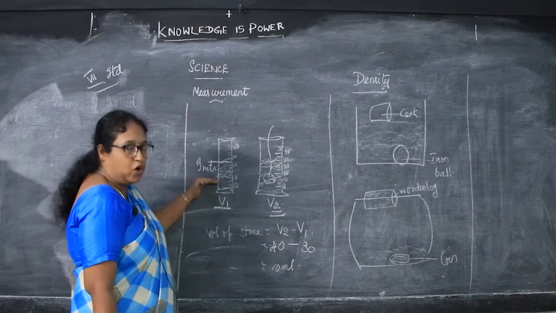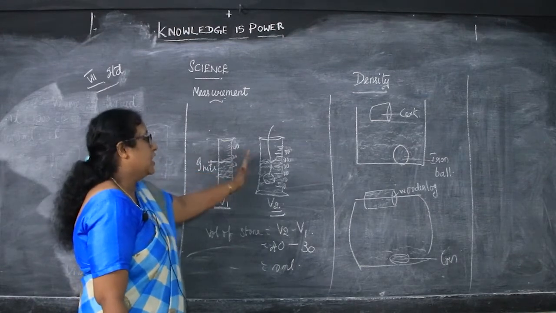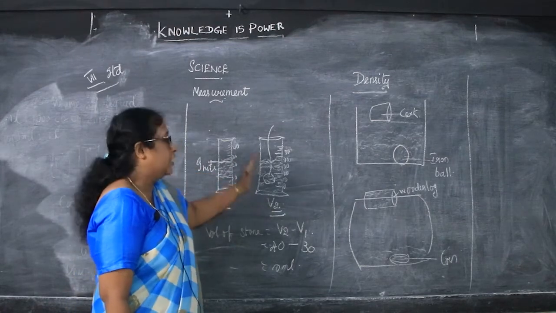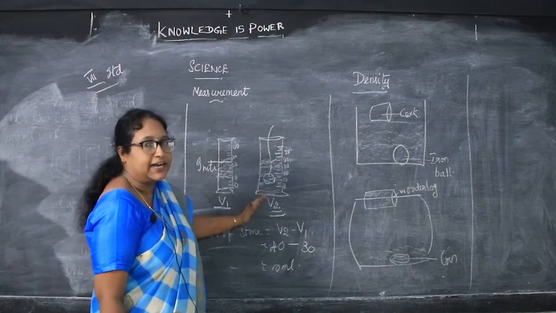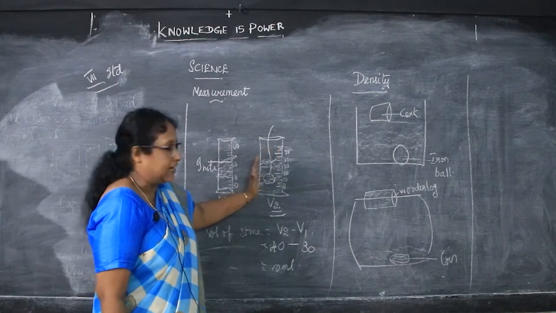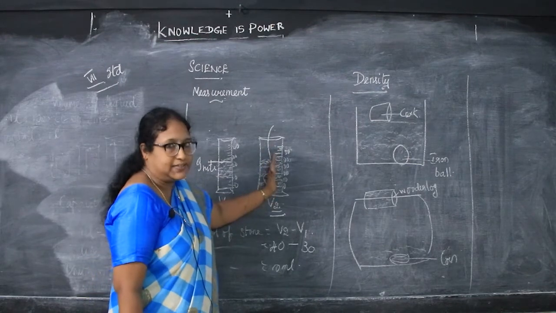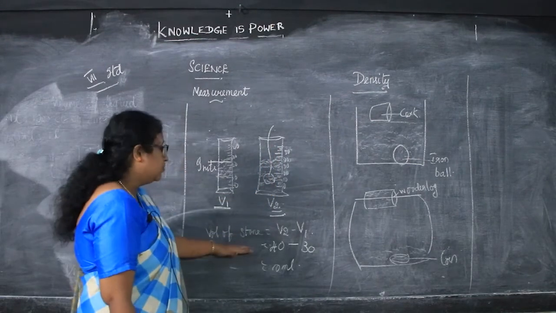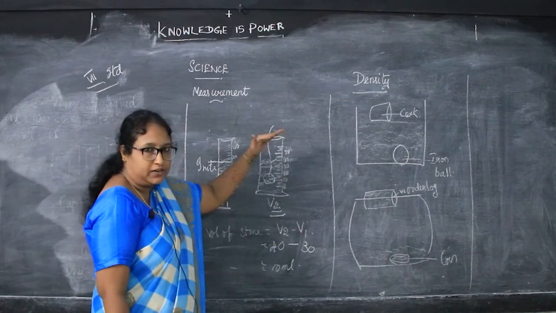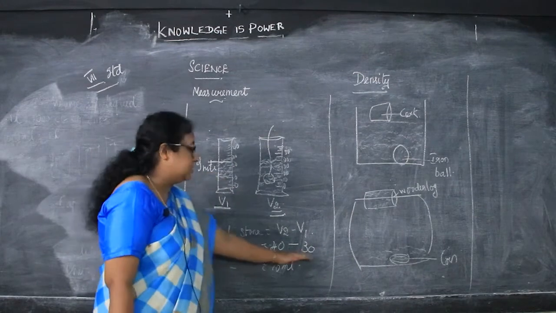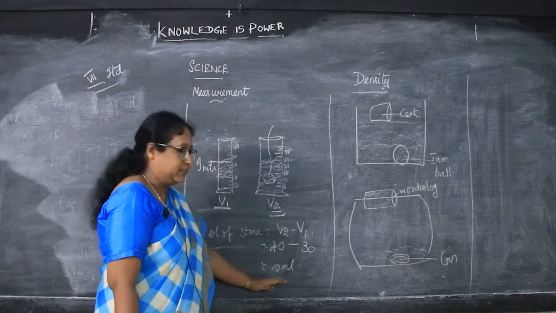Once again, you take a measuring jar with water, and the initial level is 30. You take another jar called V2, tie a stone to a thread, and immerse it inside the jar without touching the sides. The water level rises after immersing the stone. The volume of the stone is V2 minus V1. V2 is 40 after the level rises, and the initial level is 30. So 40 minus 30 gives you 10 ml.